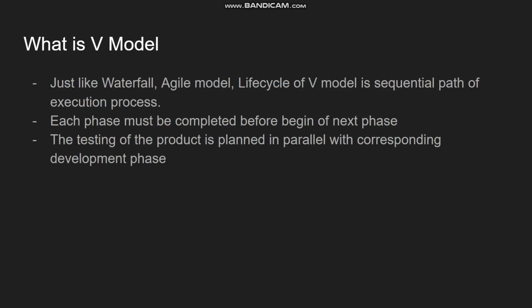So what is the V model? Unlike the waterfall model and agile model, the life cycle of the V model is a sequential path of execution. It is similar to waterfall. Each phase must be completed before the beginning of the next phase. The testing of the product is planned in parallel with the corresponding development phase. For each development phase, there is a corresponding testing phase. We are going to see that in the coming slides.